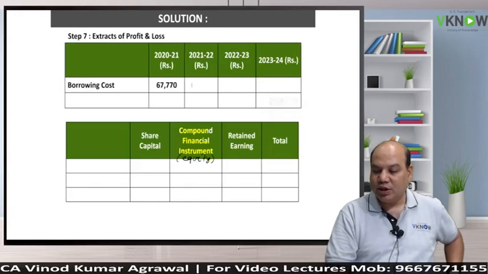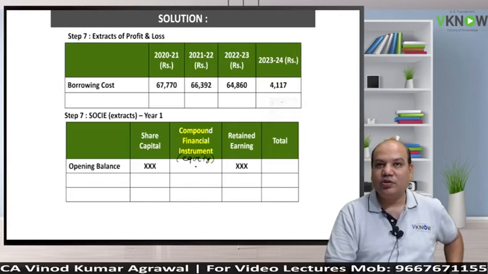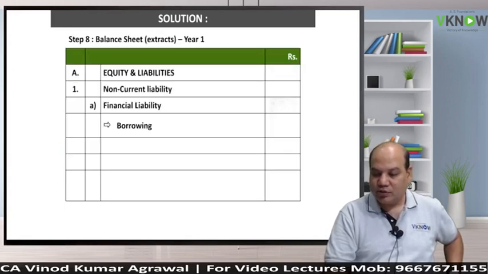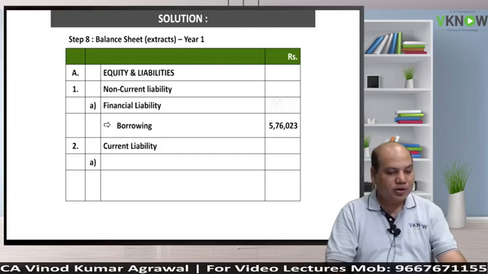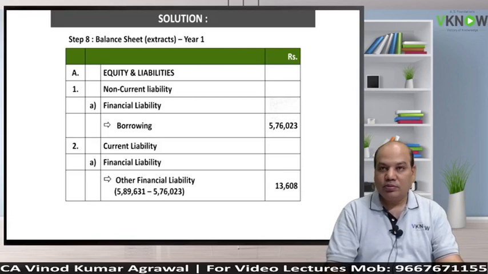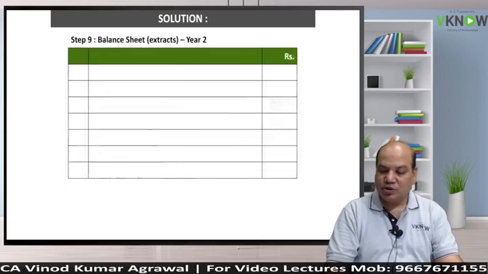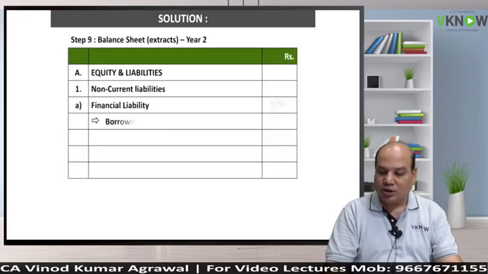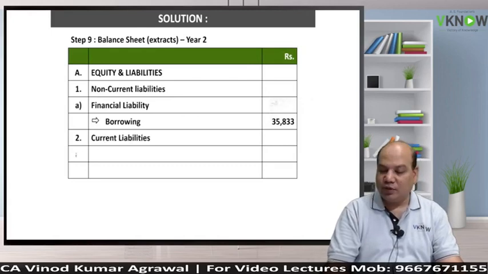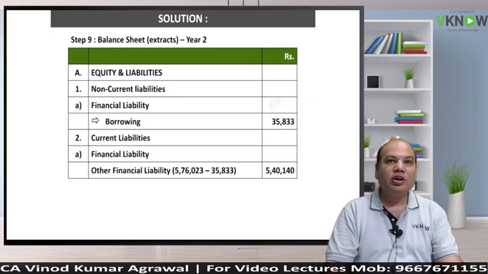It helps me to explain the balance sheet presentation easily. So this is my SOCI and first year balance sheet. The borrowing non-current liability portion will be 576,023 and the balancing figure 13,608 is current. Similarly, in the second year, the non-current portion would be 35,833, which is still payable at the end of year 3. The balancing figure will be current liability.